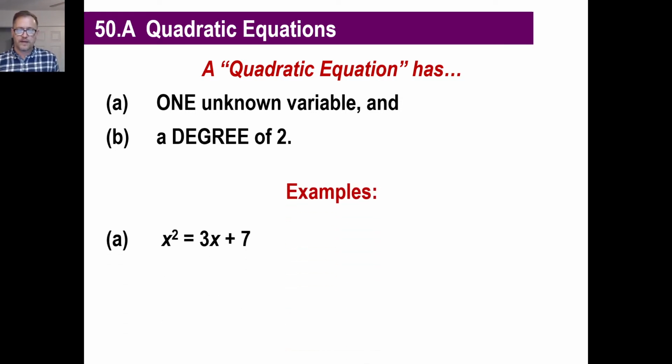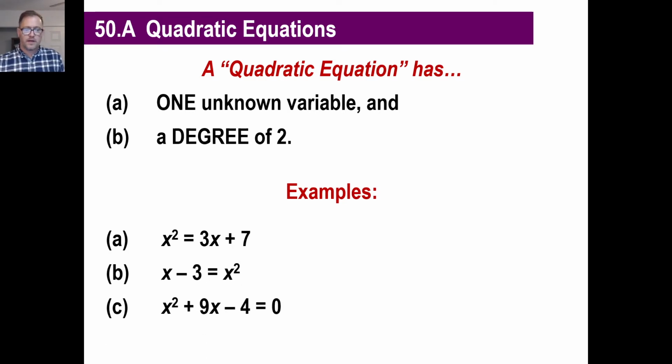x squared equals 3x plus 7. There's one. All right. x minus 3 equals x squared. Okay, there's another one. x squared plus 9x minus 4 equals 0. There's another one. Notice all three of those have equal signs. They all have one variable, and they all have a degree of 2. In other words, the highest exponent value is 2. In other words, something squared.